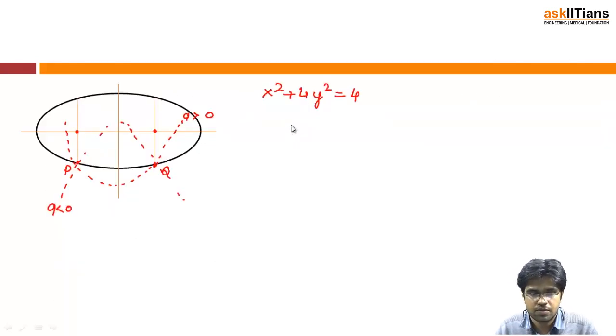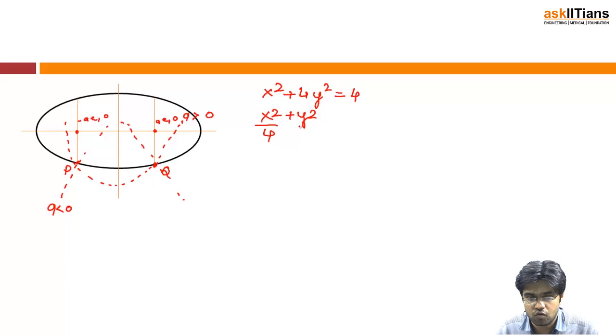Okay, so let's start by solving it. First of all, I would like to know the coordinates of PQ. How can I know the coordinates of PQ? I know that this point is ae comma 0 and this point is minus ae comma 0, which are the foci, because the latus rectum passes through the focus. So let's convert this equation of the ellipse into standard form.